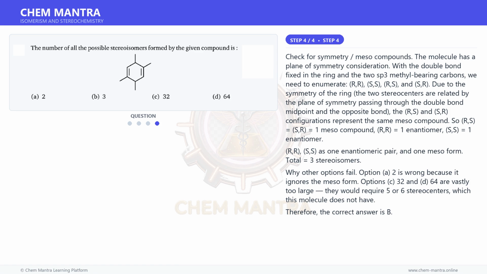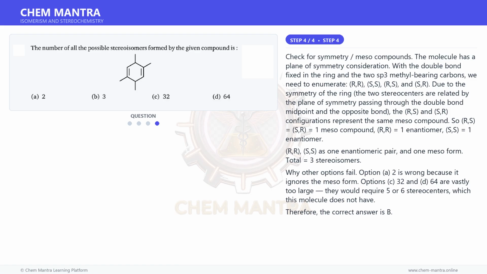So, R,S equals S,R equals 1 meso compound, R,R is 1 enantiomer, S,S is 1 enantiomer. R,R and S,S form 1 enantiomeric pair, plus 1 meso form. Total is 3 stereoisomers.